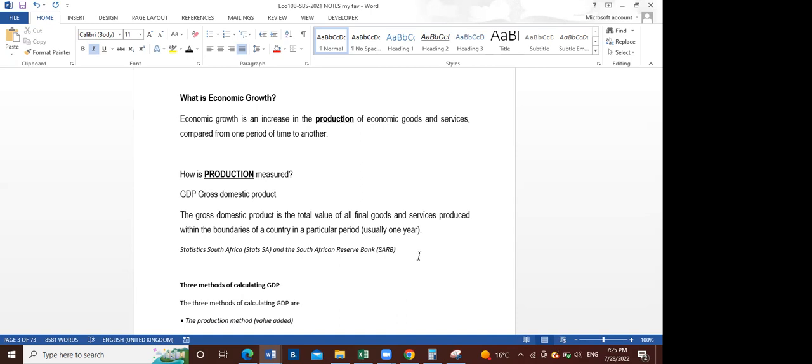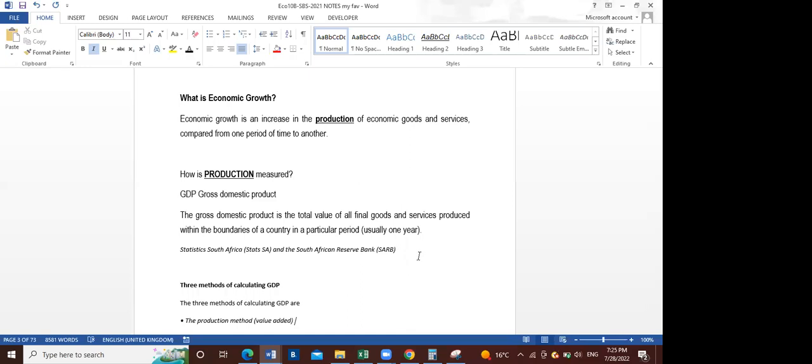So you might be given the value of production from one period, and if you compare it with another period, you can see either the existence of economic growth or what we might refer to as a recession, which is the reverse of growth. So with economic growth, you need to understand that what has to increase is the production of goods and services within the economy from one period to another.